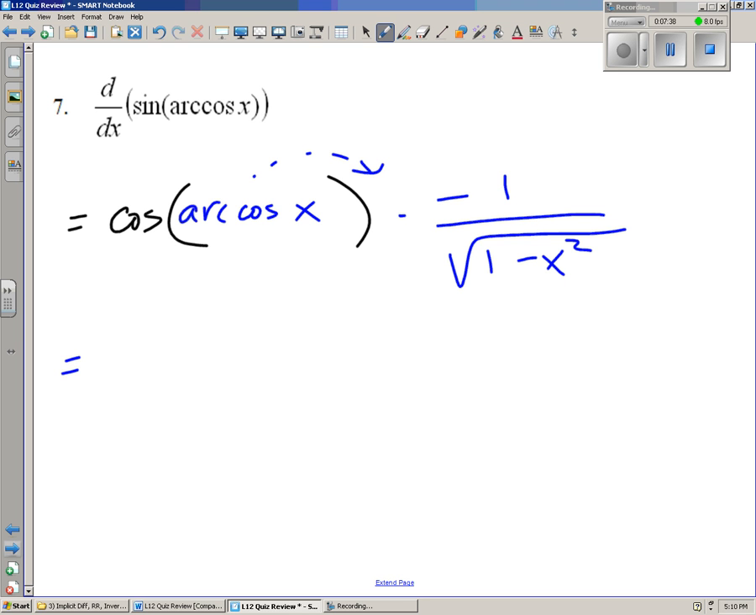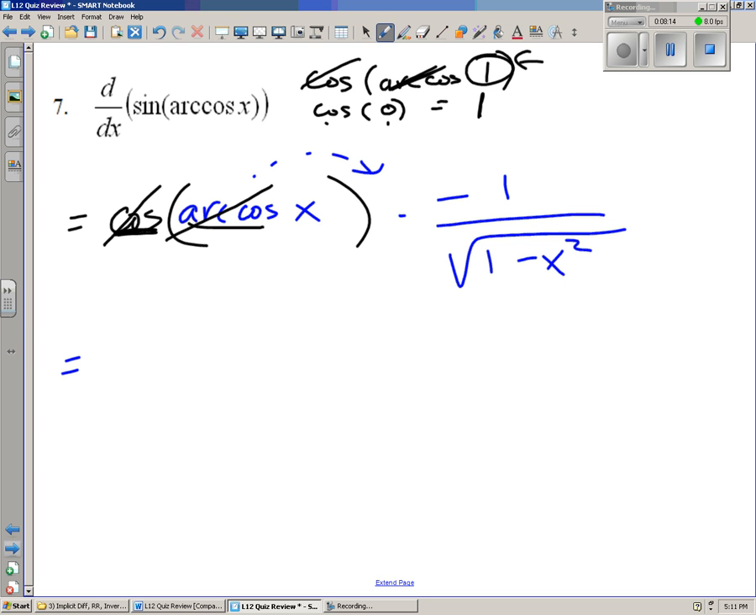Now, this expression is interesting. It says, what's the cosine of the angle whose cosine is x? Well, if you think about it in terms of numbers, the cosine of the angle whose cosine is 1. Well, the angle whose cosine is 1 is 0, and the cosine of 0 is 1. So what happens is you get what you started with. The cosine and the arc cosine cancel, if you will, and you're left with what you started with. The same thing happens here because they're inverses. So this part is just x, and now we're going to be left with negative x over square root of 1 minus x squared as the final answer.